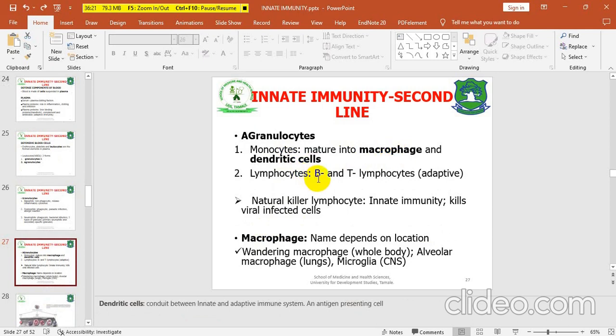The lymphocytes are, like I told you in the anatomy, comprised of the B and the T lymphocytes, and they mediate adaptive response. Then the natural killer cells, they are also lymphocytes, but they mediate innate immunity. They only fight and kill viral infected cells. The macrophage name depends on the location. We have the wandering macrophage, a macrophage that is roaming about in the tissue or all over the body. We have alveolar macrophage, that is macrophage located in the lungs. And the microglia macrophage is contained in the central nervous system.